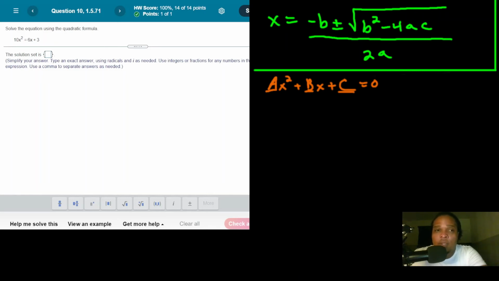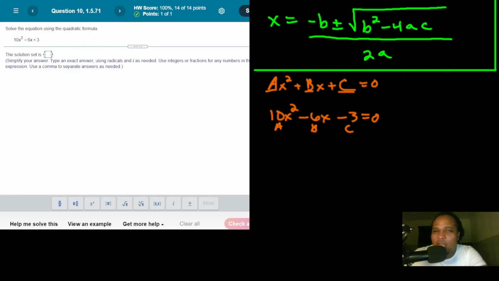Okay, so let's go ahead and take the number we have here, 10x squared, and we have negatives. Let's go ahead and bring everything over to the left hand side. Equals 0. So we took the 6x, we brought it over, and we also brought over the 3. So now take a look here. Your A term is here. Your B term is here. Your C term is here.